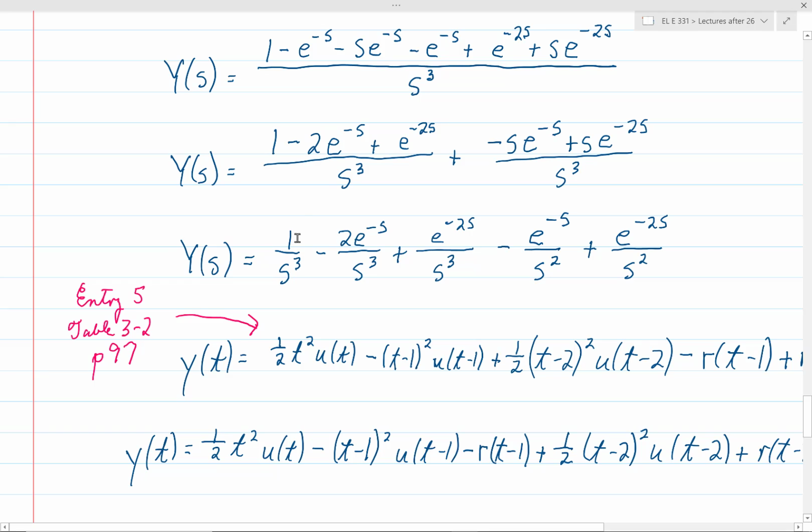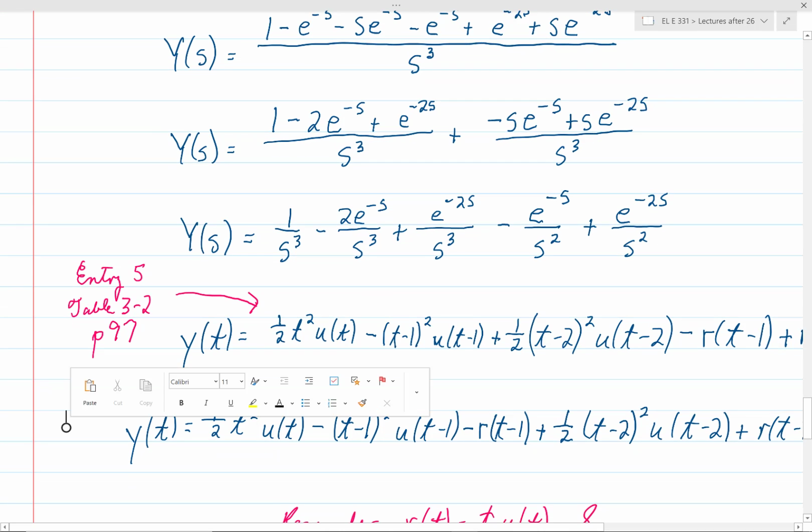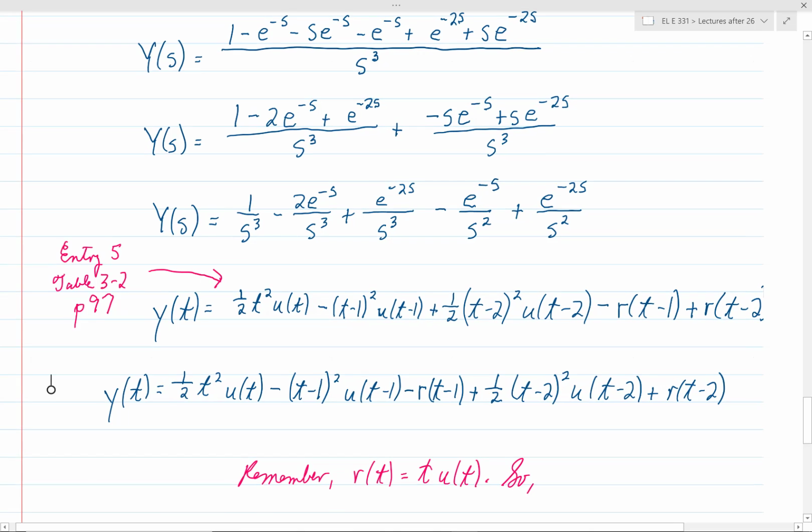And now I break up each individual term, so I get 1 over s cubed minus 2e to the minus s over s cubed plus e to the minus 2s over s cubed. And then, as I said, for these two terms we're going to get s squared in the bottom, so I get minus e to the minus s over s squared and plus e to the minus 2s over s squared. Okay. Now we are ready to take the inverse Laplace transform. Now, you may not recognize this one, but it is in your table.